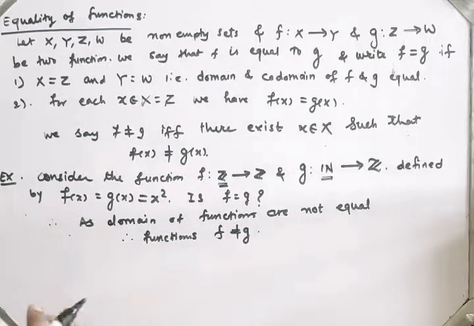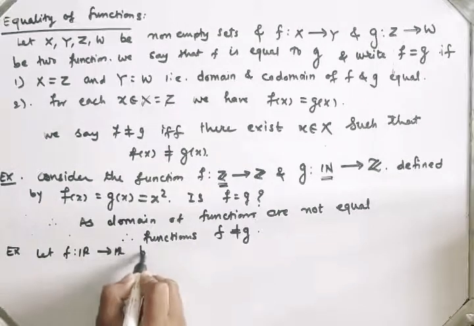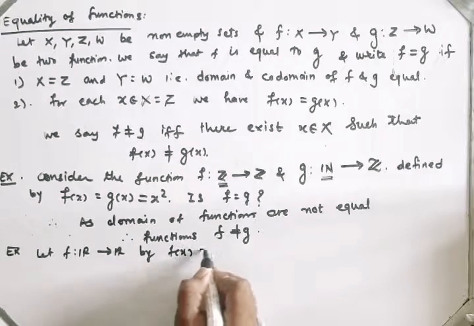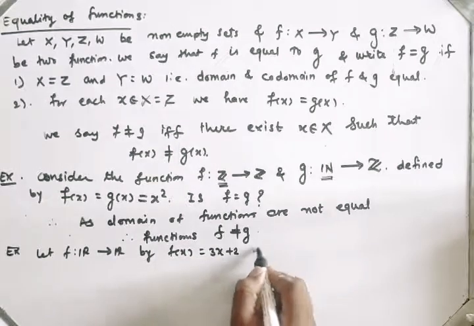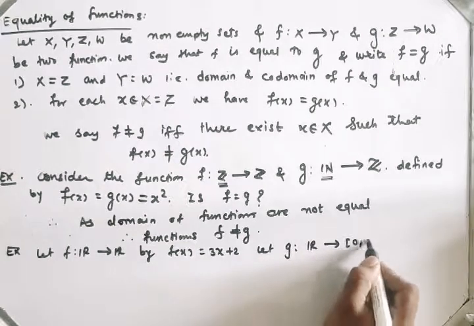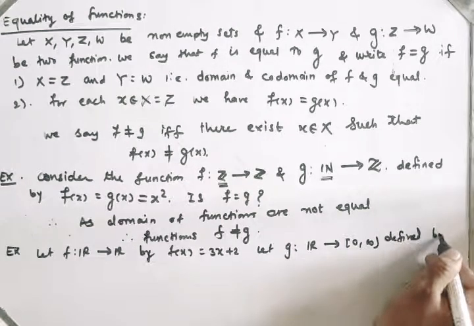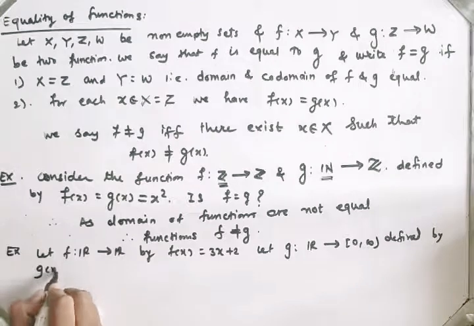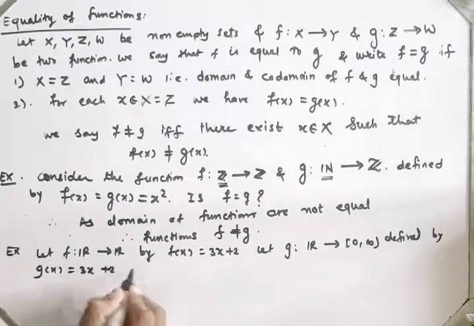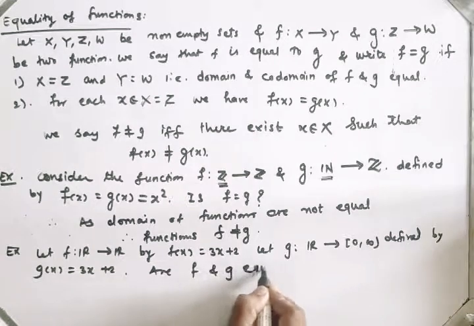So next example, let f from real numbers R to R be defined by f of x is equal to 3x plus 2, and let g from R to [0, infinity) be defined by g of x is equal to 3x plus 2. Are f and g equal?